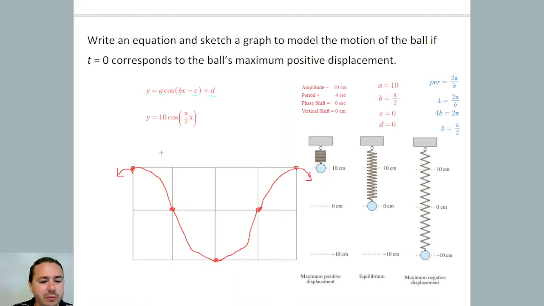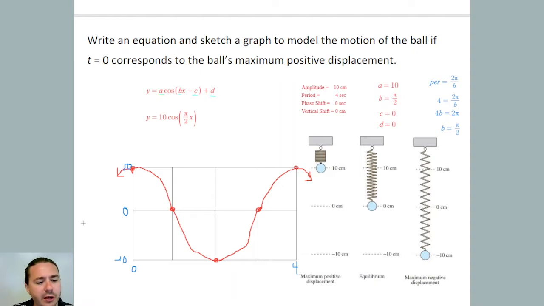There's the graph of our function, but we still need to label all the scale. So we know this is at 0. We can see our displacement is 10, so we'll label this with 10 and negative 10. We're going to start at 0 because we don't have a phase shift, and our period is 4 seconds long. So that means this should end at 4.